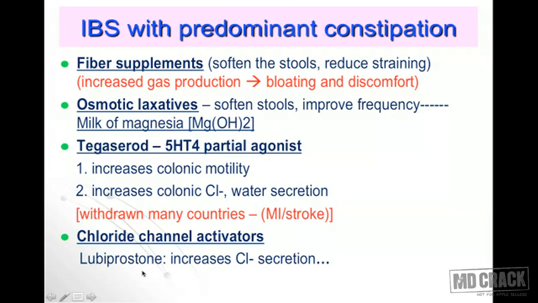The next drug which is useful for IBS with predominant constipation is a chloride channel activator, and that's called lubiprostone. It increases the chloride secretion, increases the water content in the colon, and it stimulates the motility. So these are some of the drugs which we had already discussed when we discussed the management of constipation, but they are coming here because it's irritable bowel syndrome with predominant constipation.